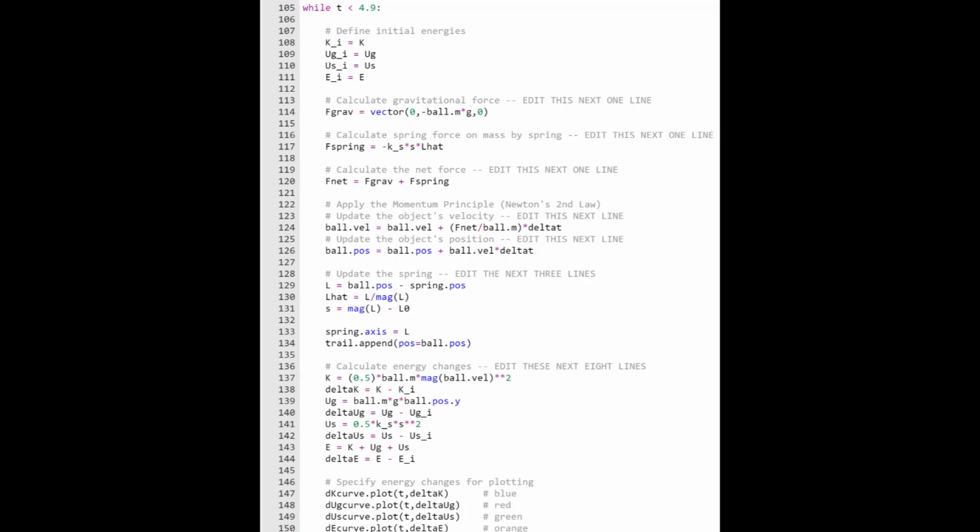And finally, I had to calculate the energy changes to where delta K is K minus K initial, delta UG is UG minus UG initial, delta US is US minus US initial, and delta E is E minus E initial.